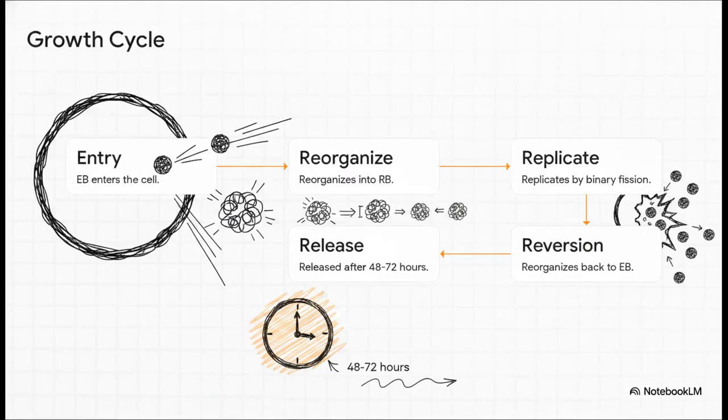The timeline basically goes like this. First, that infectious elementary body enters the cell. Second, it unpacks itself and reorganizes into the reticulate body. Third, the RB multiplies rapidly by binary fission. Fourth, once it's built up a massive army, those RBs reorganize back into EBs. And finally, step 5, the host cell releases these shiny new infectious EBs. Lock this into your brain. This entire incubation process takes exactly 48 to 72 hours.